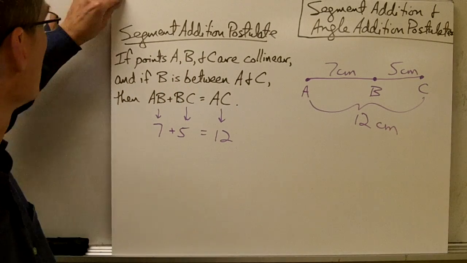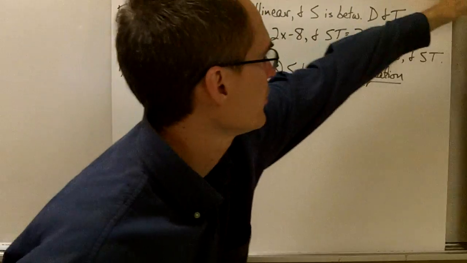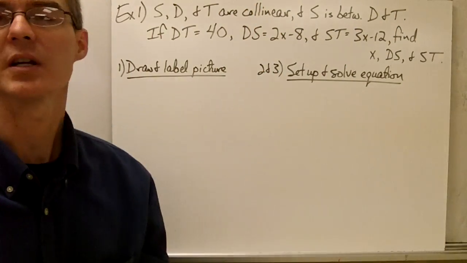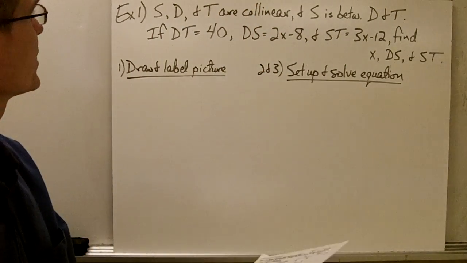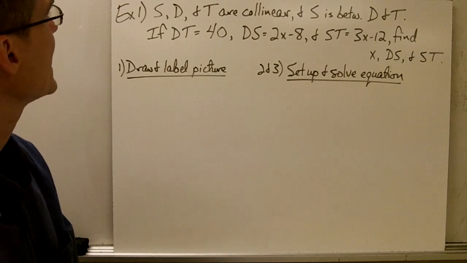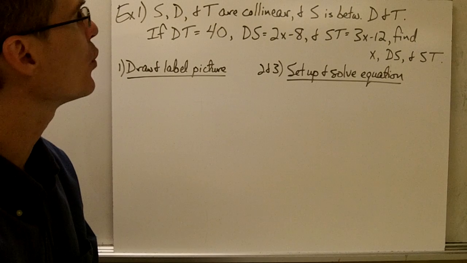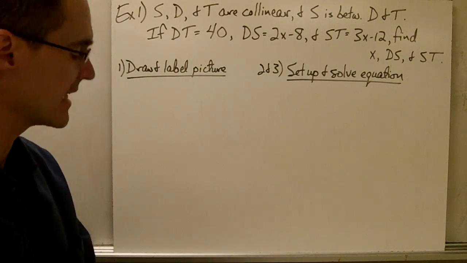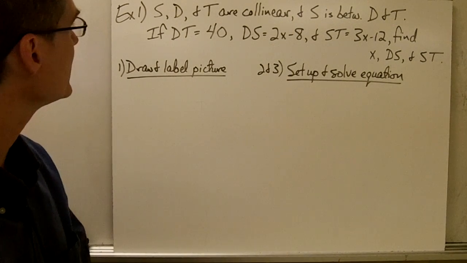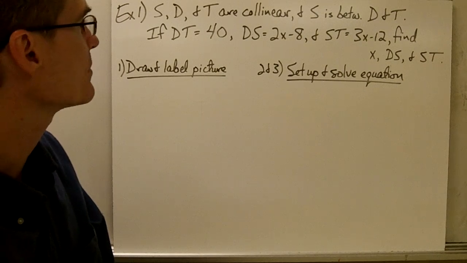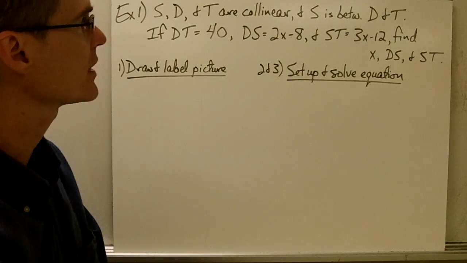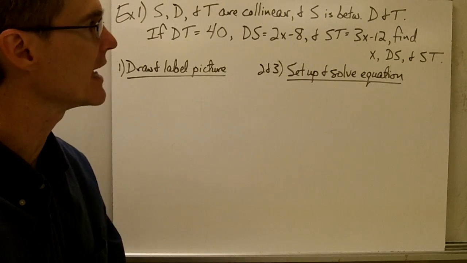All right, so let's take a look at an example that uses the segment addition postulate. Example number 1. Points S, D, and T are collinear, and point S is between points D and T. If DT is 40, DS is 2x minus 8, and ST is 3x minus 12, find x, DS, and ST.